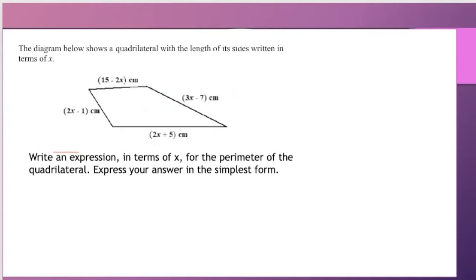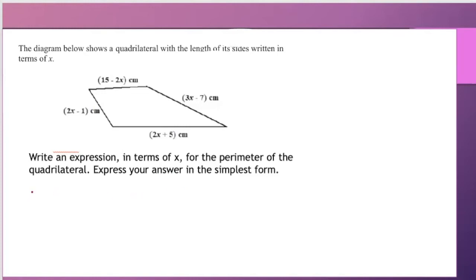Now the next question we have here: the diagram below shows a quadrilateral with the length of its sides written in terms of x. We have 15 minus 2x centimeters. We have 3x minus 7 centimeters. We have 2x minus 1 centimeters and 2x plus 5 centimeters. Write an expression in terms of x for the perimeter of the quadrilateral. Express your answer in the simplest form.